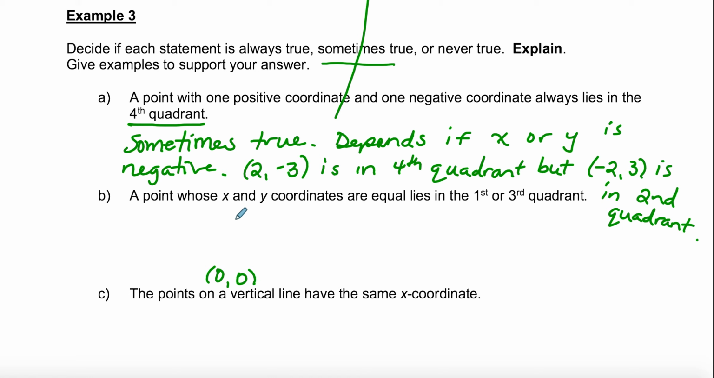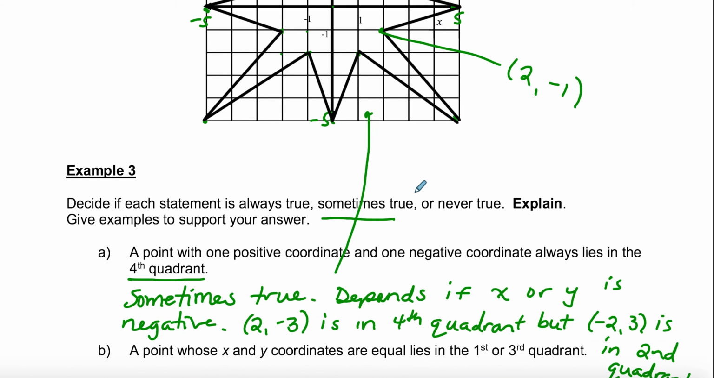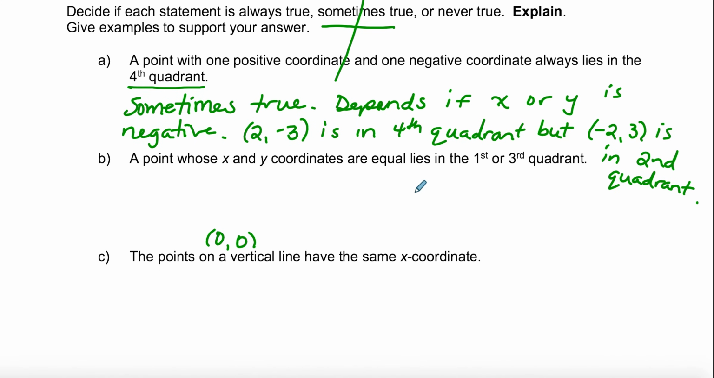A point whose x and y coordinates are equal lies in the 1st or 3rd quadrant. Well, 0, 0 also has the same 1st and 2nd coordinate, but 0, 0 doesn't lie in any quadrant. So that point at the origin is in between all of the quadrants. So I think this is sometimes true as well.